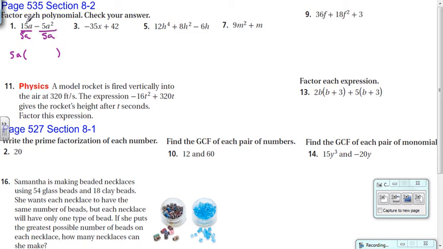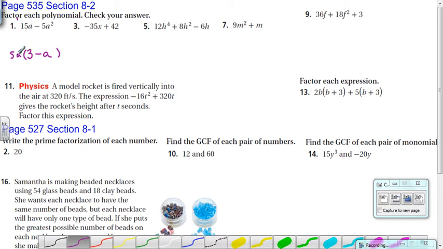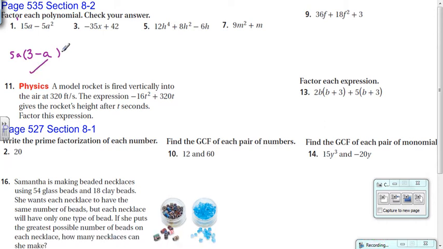So 5 cancels into 15 3 times, and the a's cancel out. So that leaves me with a 3. Then the 5's cancel. The a on the bottom cancels one of the two a's on the top, leaving me with 1a. So I'd have minus a. To check yourself, you go back and distribute your answer, because factoring is the distributive property in reverse. So 5a times 3 is 15a. 5a times negative 1a is negative 5a squared. So I know it checks, and I know I've got it right.